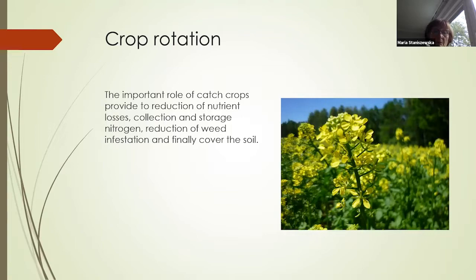The second role, also very important, have catch crops, which provide a reduction of nutrient losses because they also consume nitrogen. Collection and storage of nitrogen and reduction of weeds because it covers the soil.